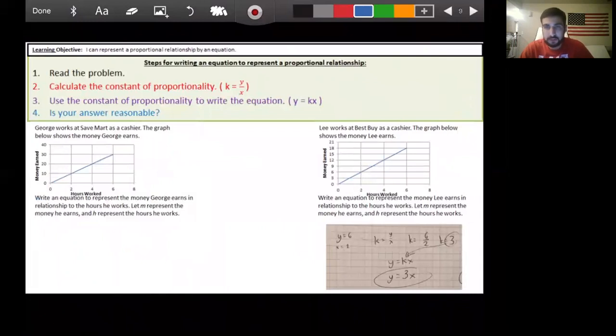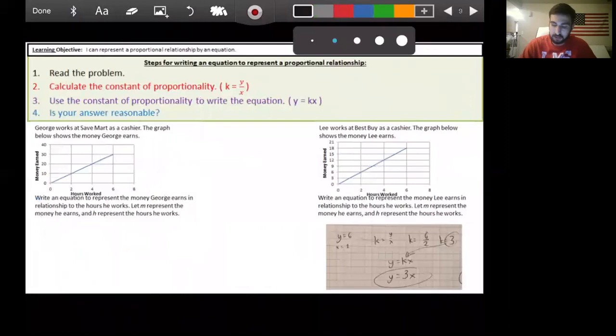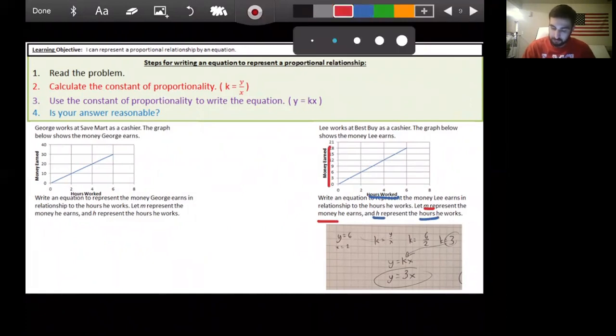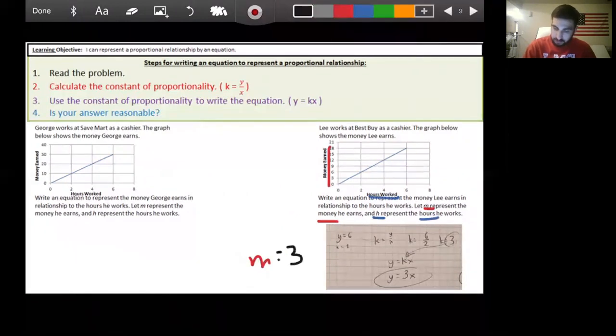So this one is not done yet. So it's y is equal to 3x. I wanted to go over this one with you guys again. So we need m to represent the money earned. So m is money again, which I can see as y. And then h, once again, is hours, which is here. So what I need to do is substitute the m for the y. We will keep our constant of proportionality of 3, and we're going to substitute h for x. So m here would be equal to 3h. And that would be the final equation we are looking for.